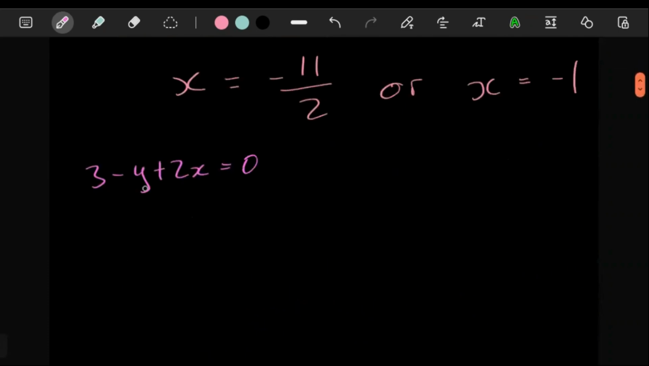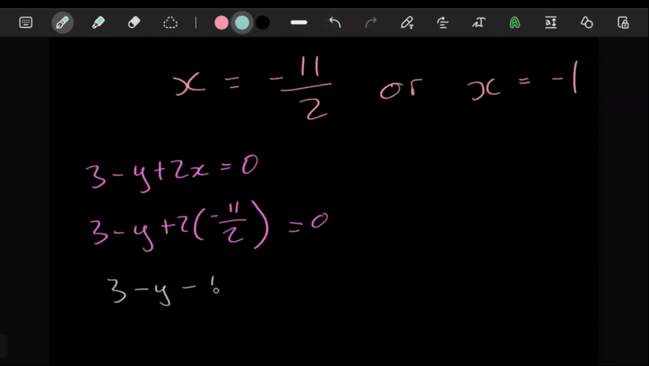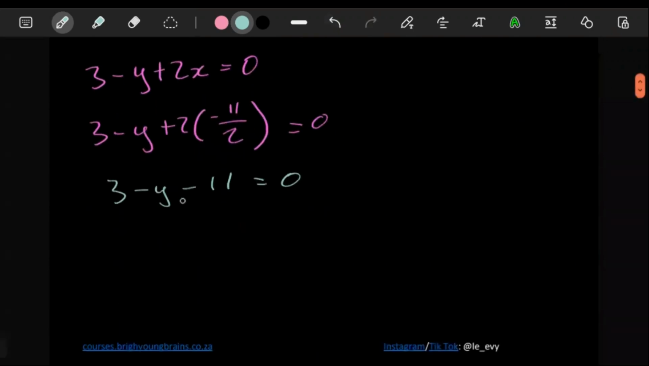So the first x value, you can throw that there, right? It's like 3 minus y plus 2 times negative 11 over 2. So the 2 cancels the 2 there. You're going to have here 3 minus y minus 11. And then the y goes over. 3 minus 11 is like negative 8. Yeah, y is going to be negative 8.